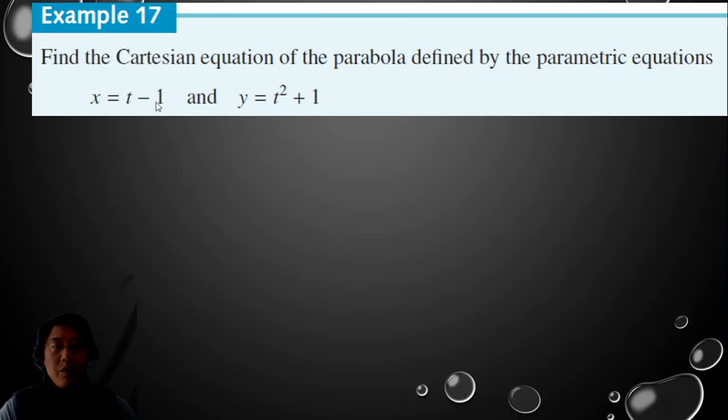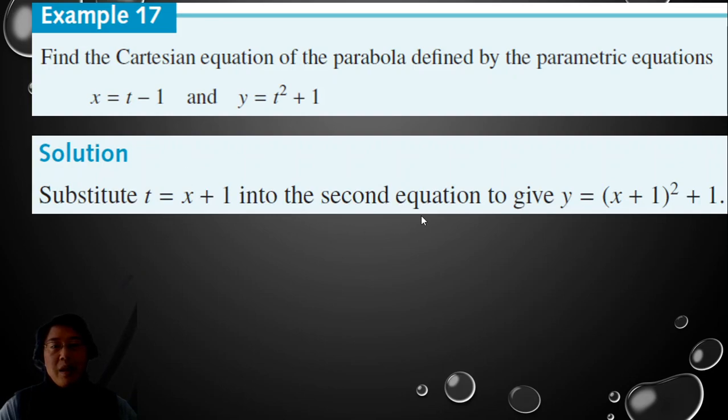Alright, so here you have your parametric equations. I would pause the video and try to determine the Cartesian equation, and we're just going to continue. Looking at the first equation, it is the simpler expression to make t the subject, which you rearrange and substitute into the second equation to get this Cartesian form, which is a parabola.